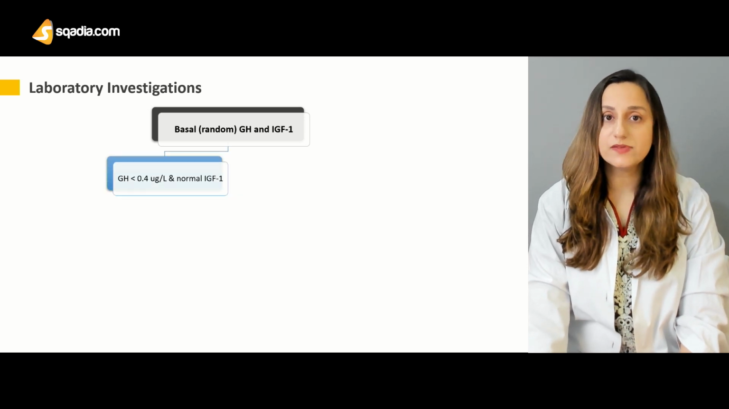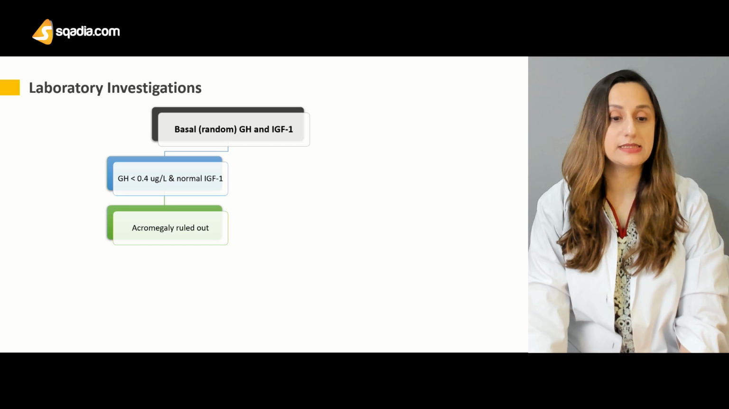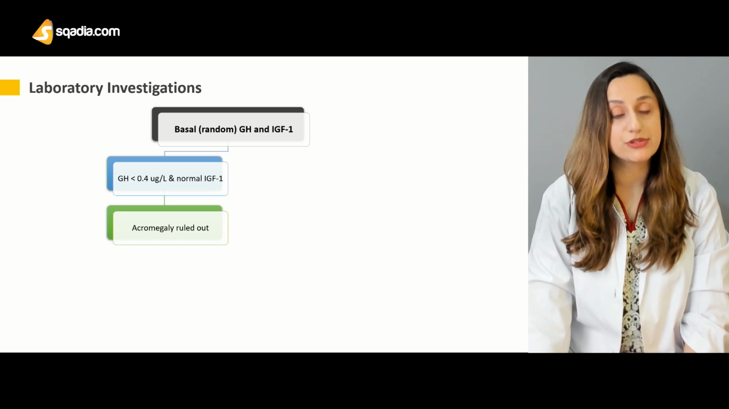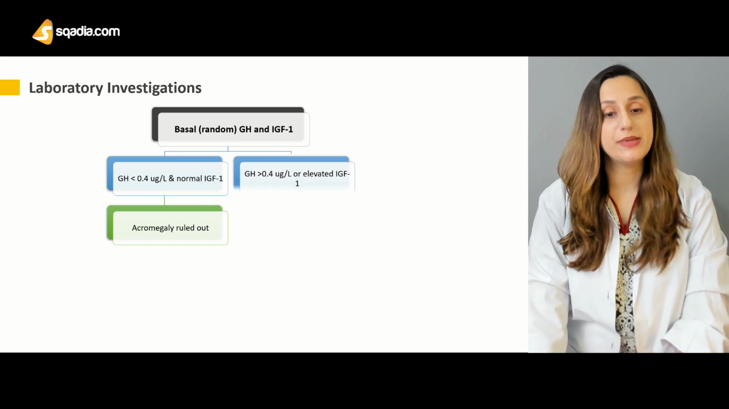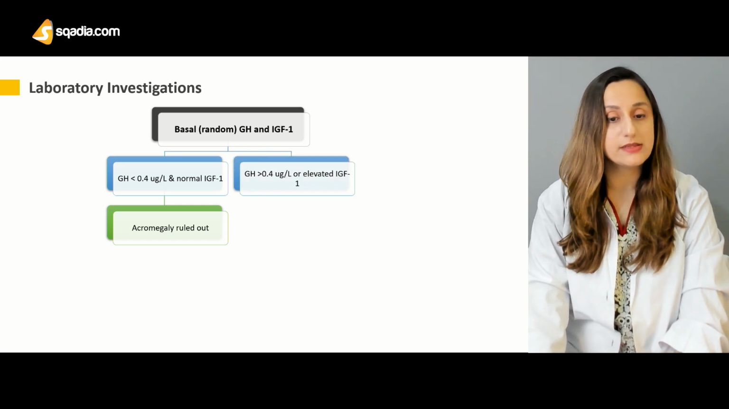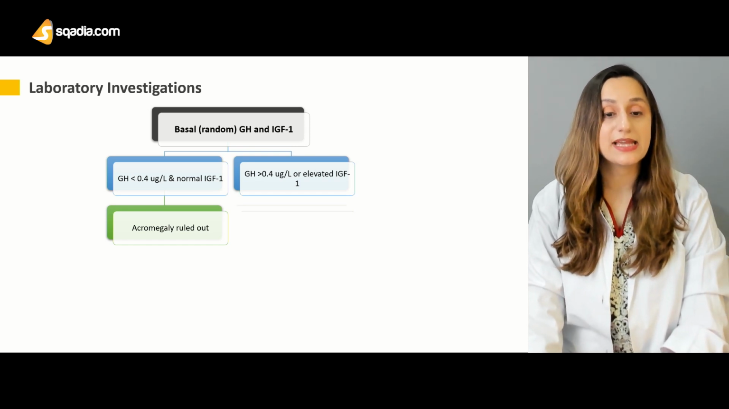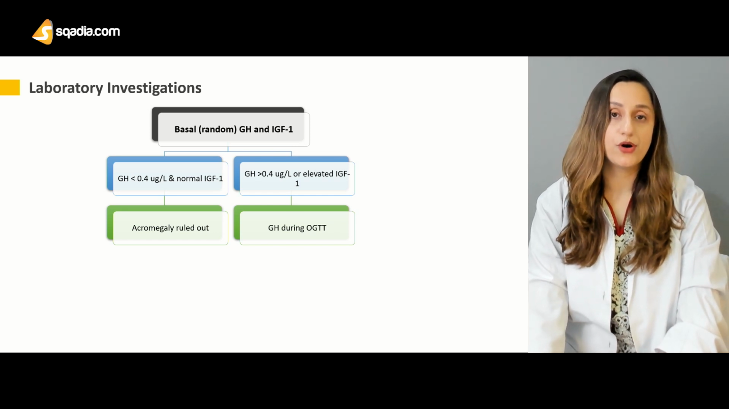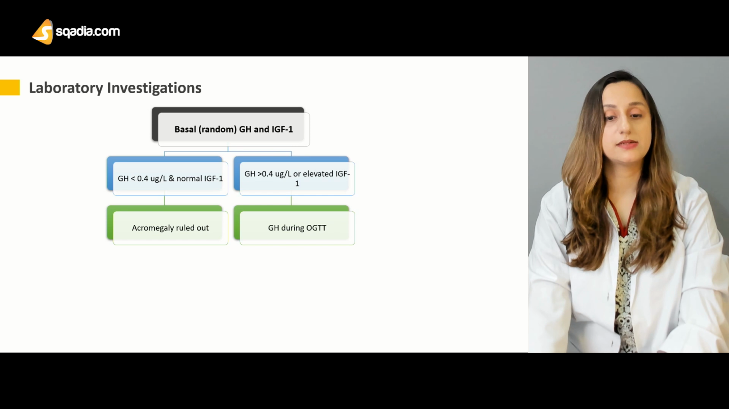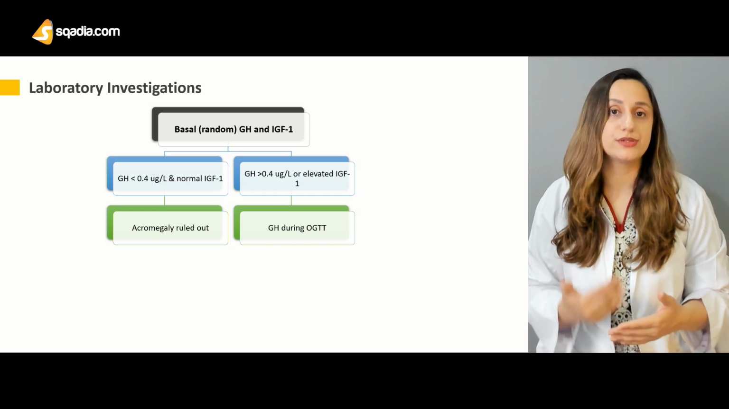The growth hormone levels should be less than 0.4 micrograms per liter, and normal IGF-1 levels should be maintained, and then only you can rule out acromegaly in these patients. So these cutoff points should be kept in mind. With growth hormone levels more than 0.4 micrograms per liter or elevated IGF-1 levels, you're going to conduct a growth hormone suppression test. Along with that, you're going to have an OGTT, that is an oral glucose tolerance test.